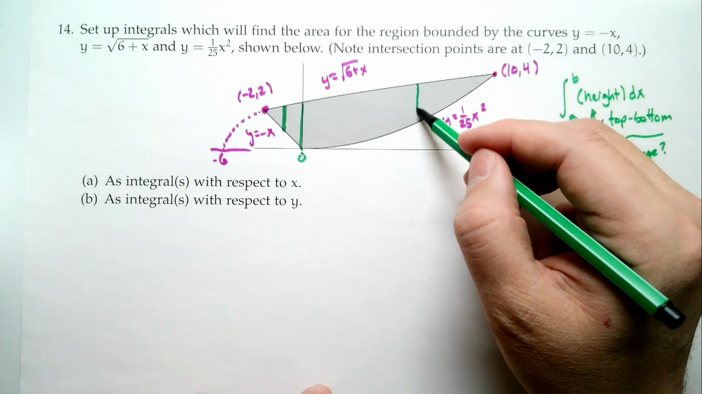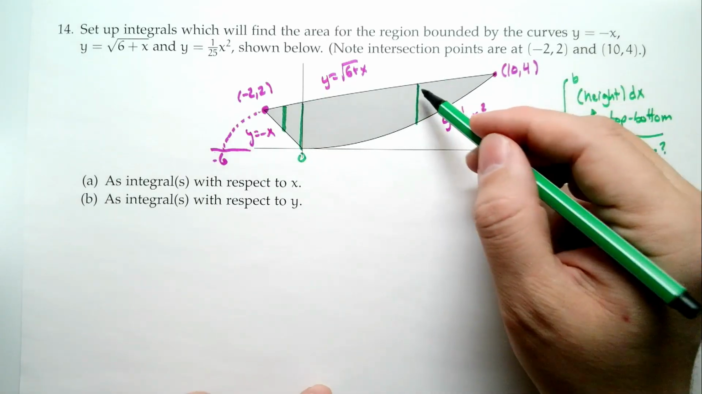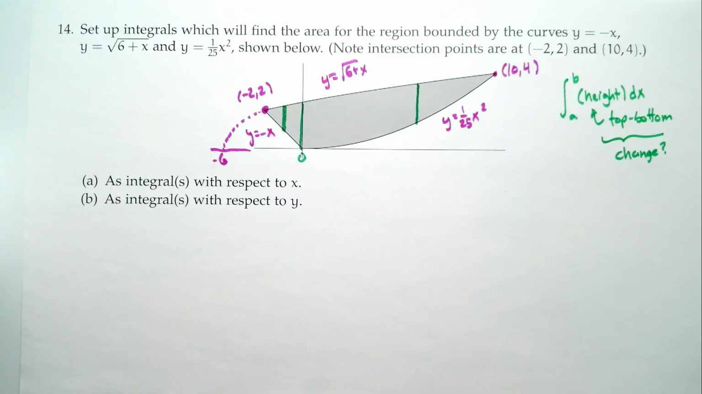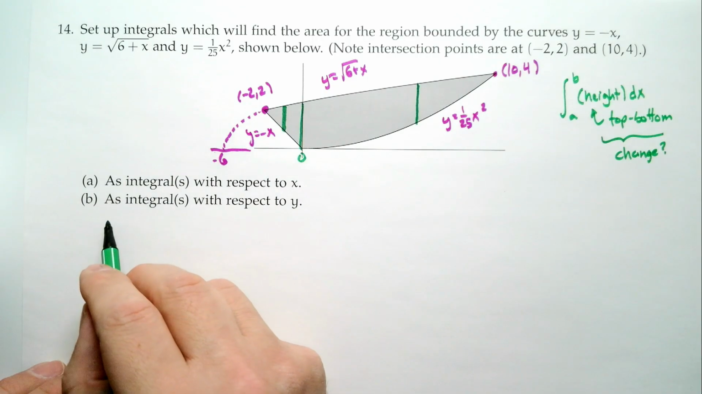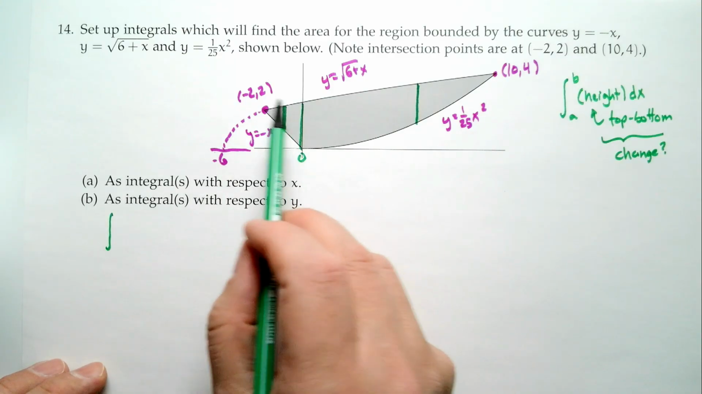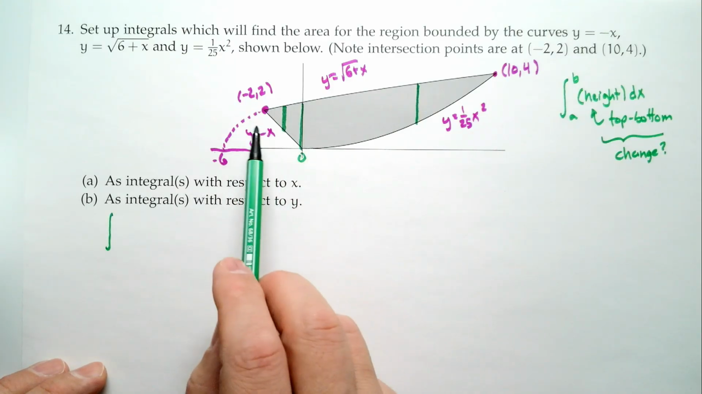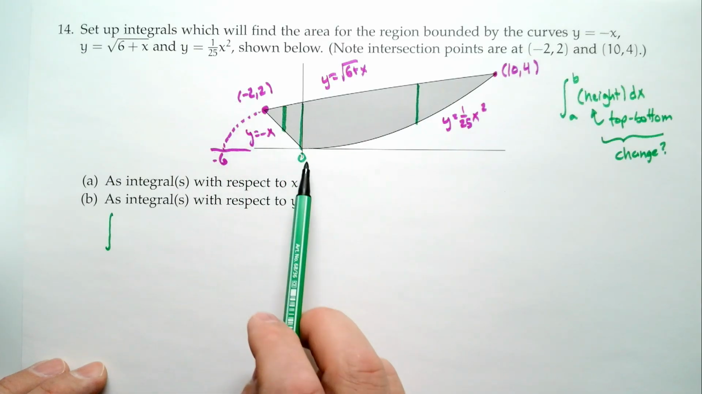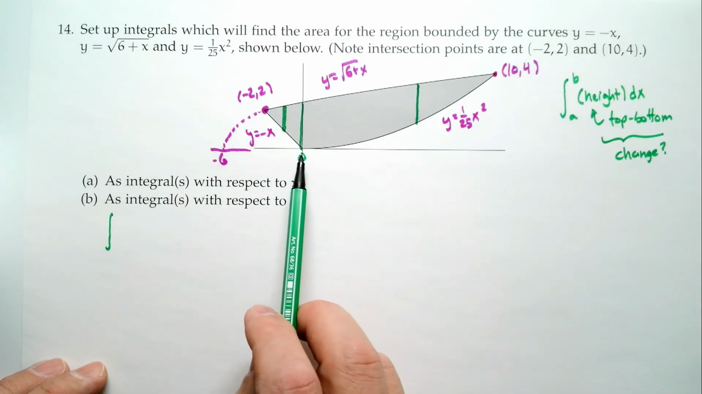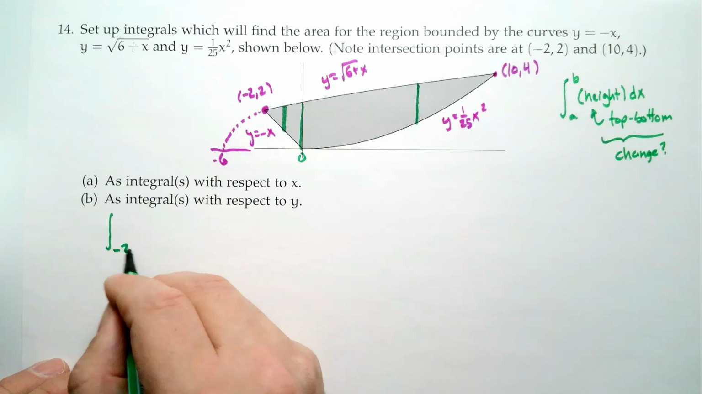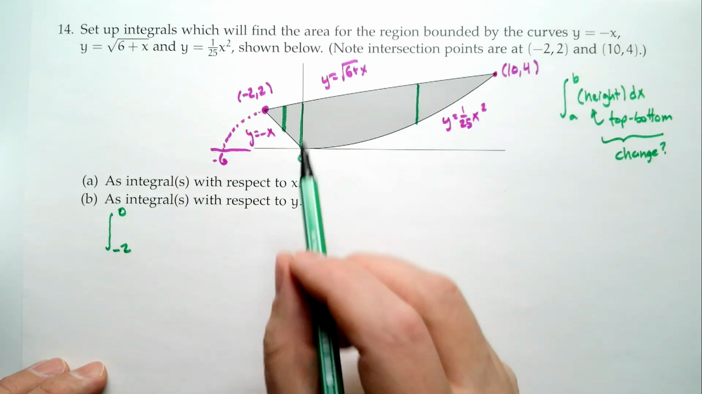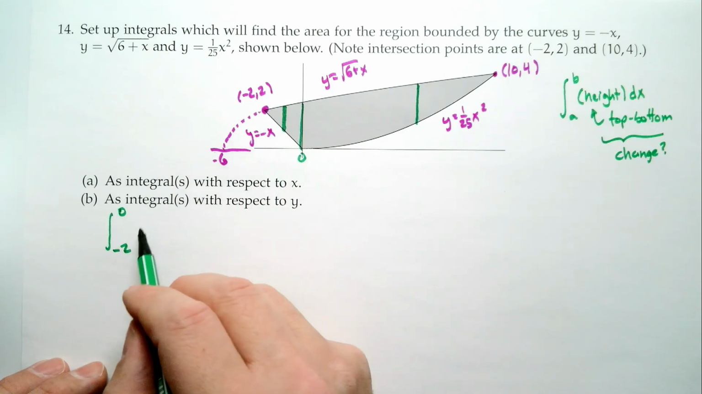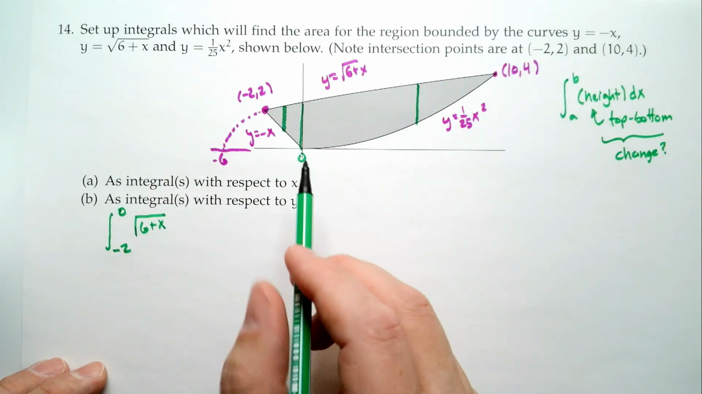So that we have two different behaviors depending on where x is at. So we're going to have to do two integrals for part A. So the first integral, we say, all right, is the part on the left. And we say, where do we start? Well, the left point starts at -2. We're going to go to where we have a change in behavior, which is 0. So -2 to 0. Then the top curve, square root of 6 plus x, minus the bottom curve.